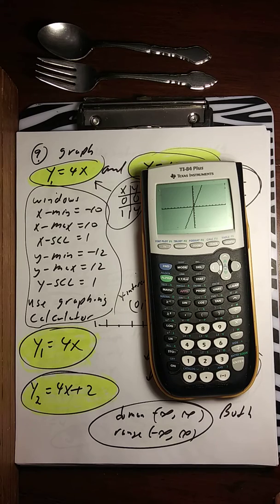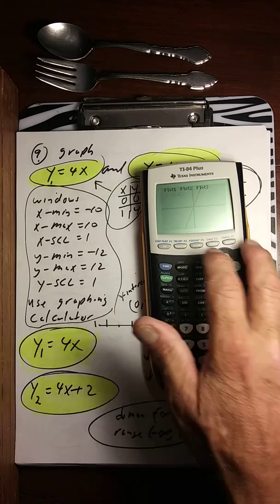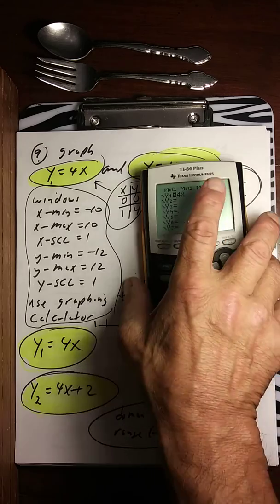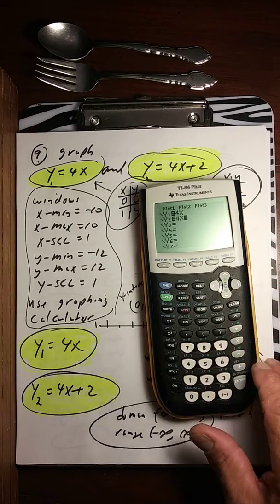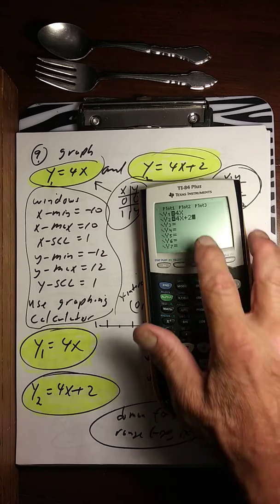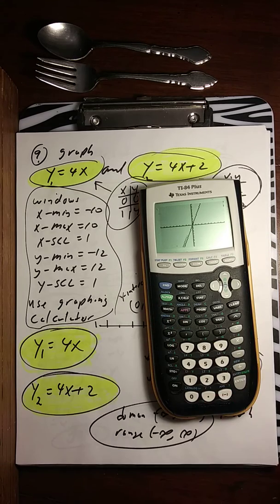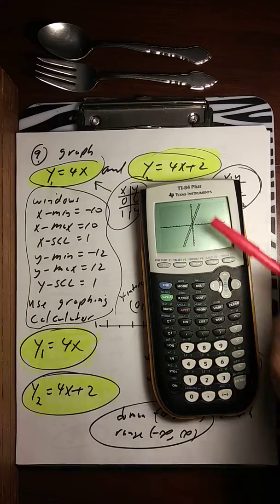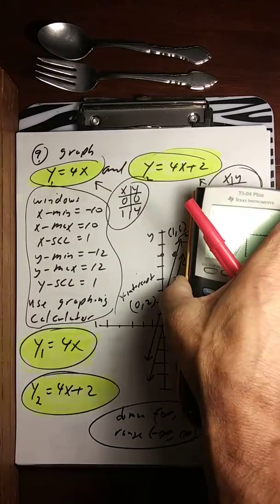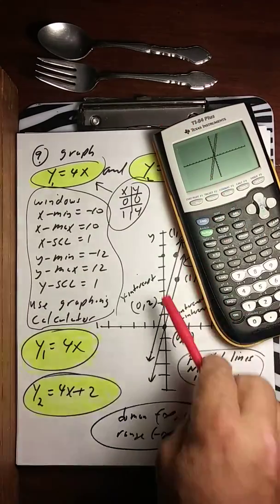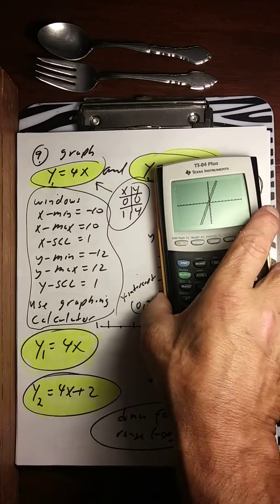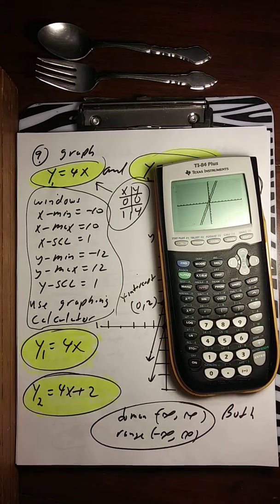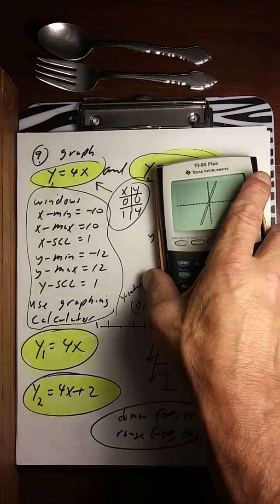There's one line. Now put the next one. 4x plus 2, 4x plus 2, hit graph. There we go. So they're parallel lines like this, like that one right there. So there you go. And then they never intersect.